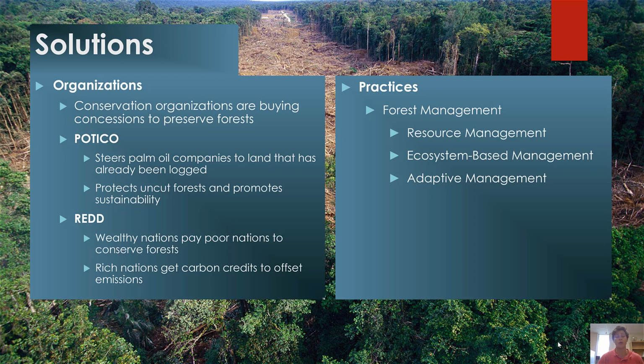So wealthy nations or organizations from wealthy nations can pay poor nations to conserve forests, and as a result, these rich nations can get carbon credits as a way to offset their emissions. So it's sort of a win-win. Even though we are still producing carbon emissions, by preserving forests, it cancels out or offsets some of the emissions that we create. In addition, we're really going to be talking about in the next lecture forest management, things such as resource management, ecosystem-based management, and adaptive management strategies to preserve some of our forests. And again, we're going to be talking about this a lot in the next lecture.